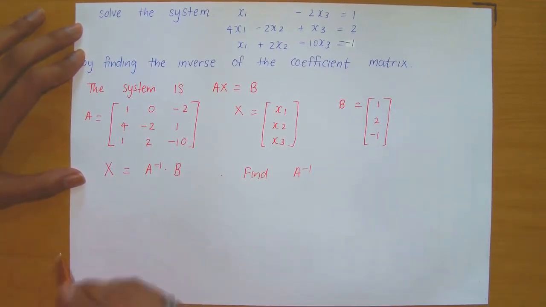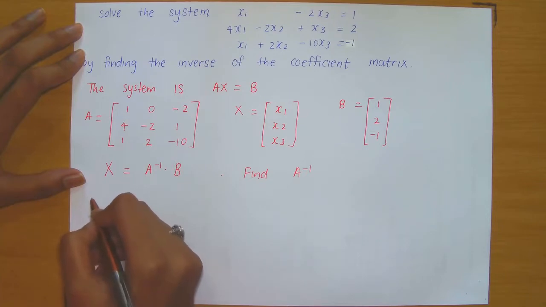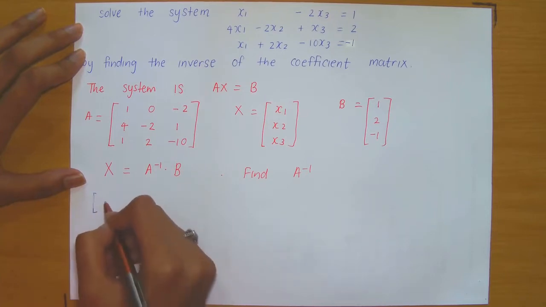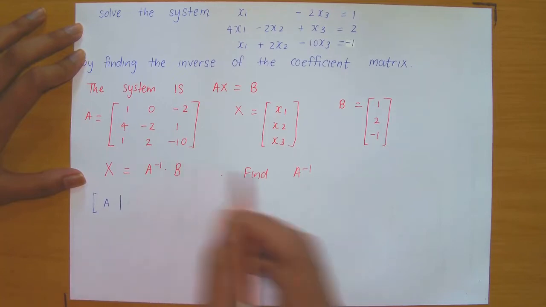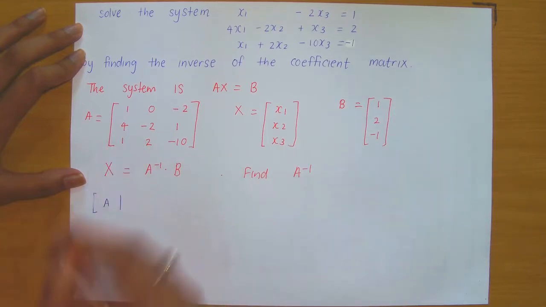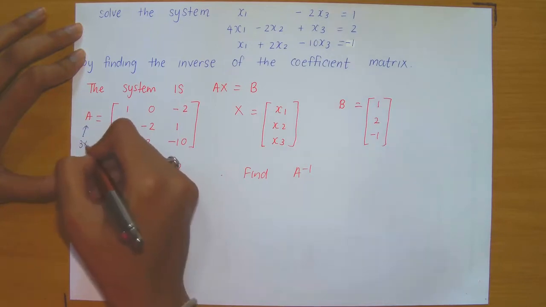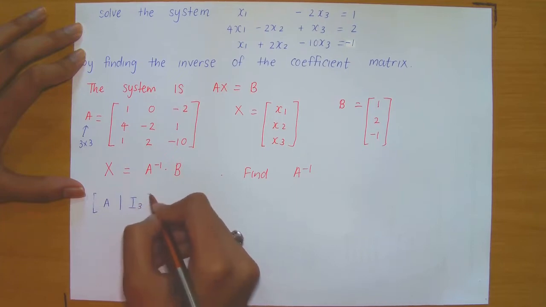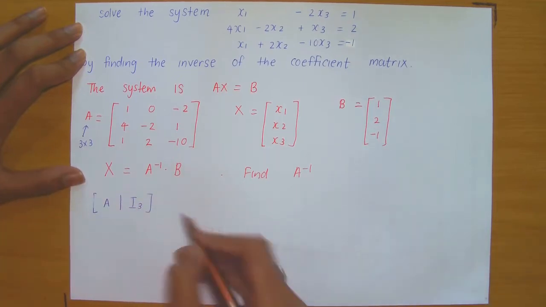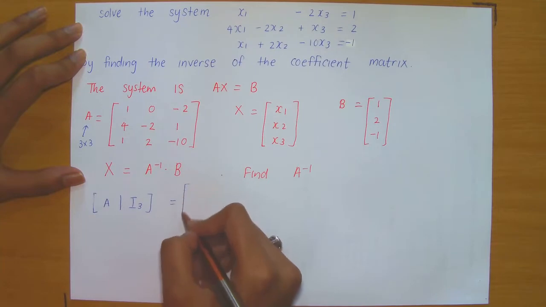Remember, the first thing that you have to do is create an augmented matrix, where you write down matrix A, followed by the identity, which is the same size as matrix A. Matrix A is size 3 by 3, so we need the identity of size 3 by 3, so we require I3. So let's write down this augmented matrix.